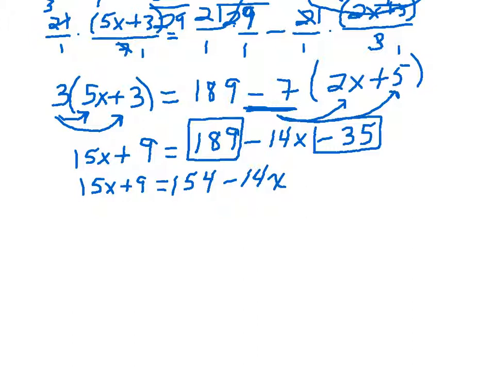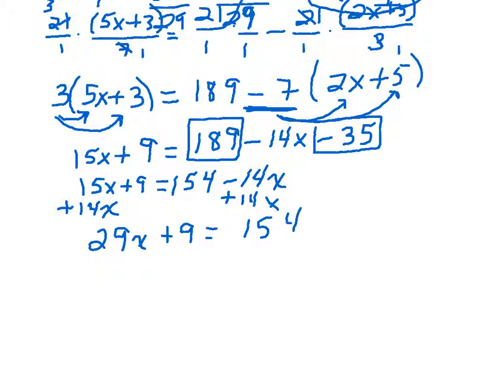Great, now we have the x's on both sides of the equation. 14 is smaller than 15, so we're going to add the 14x to both sides. When we combine and simplify, we now have 29x plus 9 equals 154. Down to your basic two-step algebraic equation. We subtract a 9, subtract a 9. Now we have 29x equals 14 take away 9.